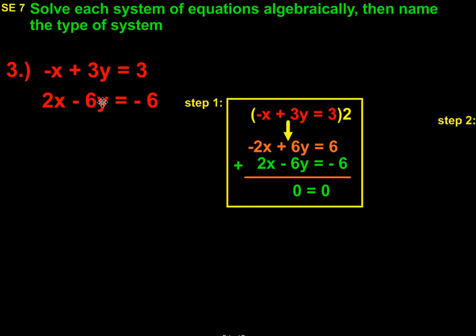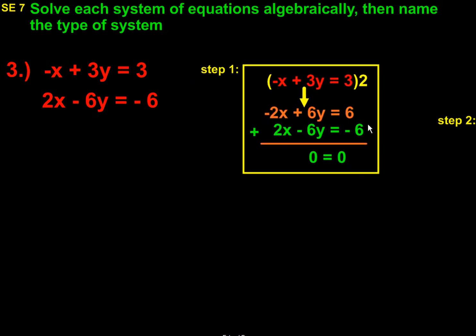There are many ways to get to this, but I chose multiplying, and so I took the negative x plus 3y equals 3, multiplied it by 2, and got negative 2x plus 6y equals 6. I then took the other equation and added it to that, and you'll notice pretty quickly that the negative 2x and 2x cancel each other out. The negative 6y and the positive 6y cancel each other out. The negative 6 and the positive 6 cancel each other out, leaving you with 0 on either side of the equal sign. So that is a very good indicator of what kind of system we're working with, and that brings us to step number 2.